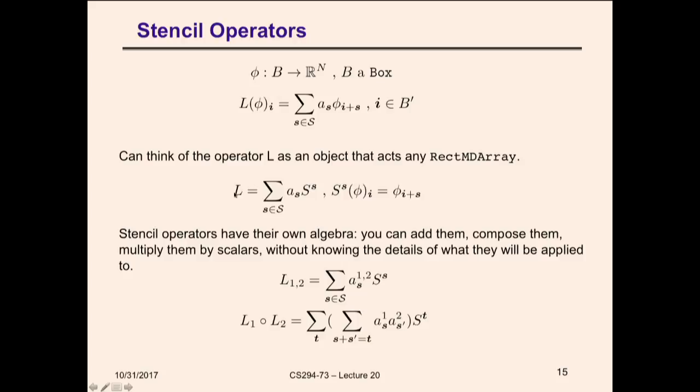So stencil operators have their own algebra. You can add them, compose them, multiply them by scalars without knowing what they're going to be applied to. So let's say I have two stencil operators, L1 and L2, and these have each their own set of coefficients, and for simplicity I'm assuming that they're defined over the same set. You can always arrange that by setting some of the coefficients to be 0. And now, what is the composition of L1 and L2? Well, I can write that as a sum of shifts, sum over T, and I haven't specified what that set is. You can compute it. And what are the coefficients? Well, the coefficients are given by the sum over S plus S prime equal to T of A1 of S, A2 of S prime.